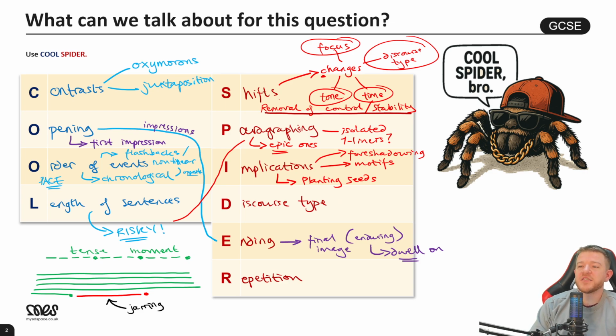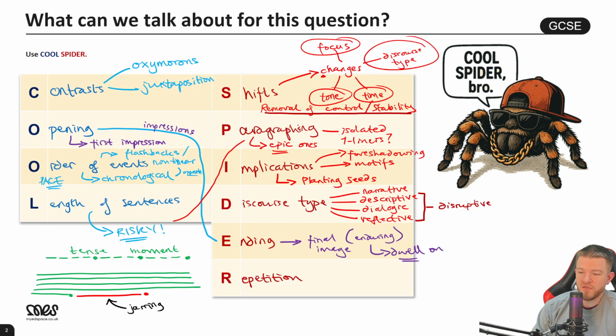Now, discourse type relates to shifts, because when you change a discourse type from, say, narrative when you're telling the story, to descriptive when you are describing a scene, to dialogic, where you are having a conversation between characters, to reflective, where a narrator is thinking about things. All of these, particularly descriptive, dialogic, and reflective, are disruptive to the narrative. And you see this all the time in writers.